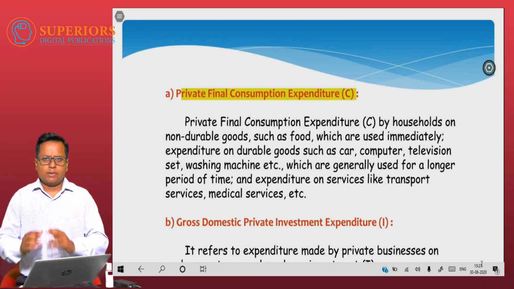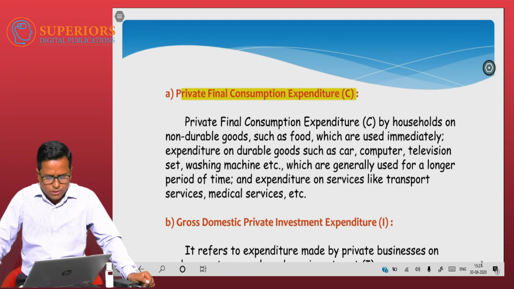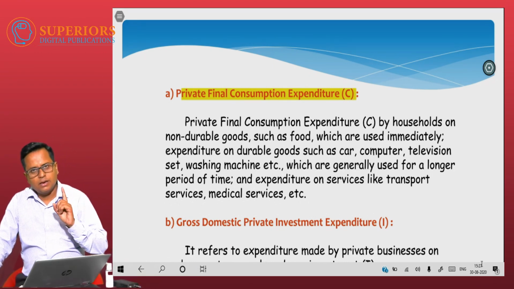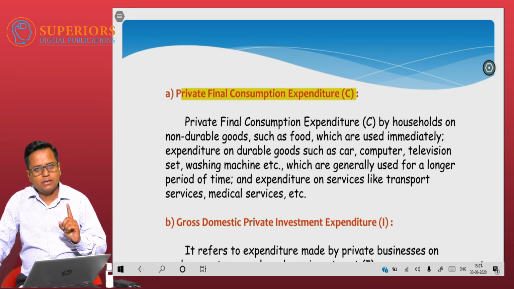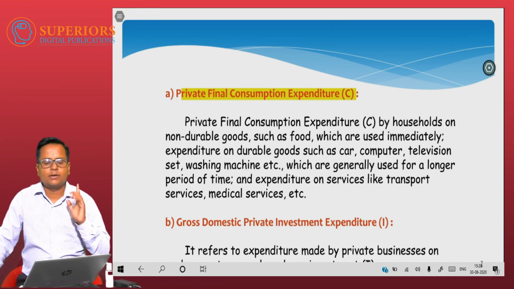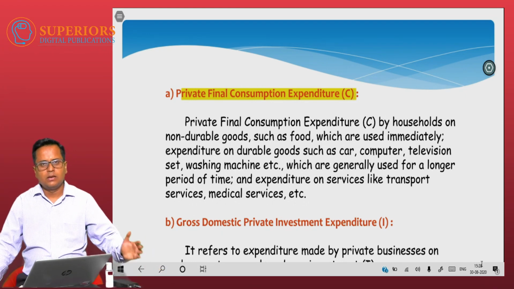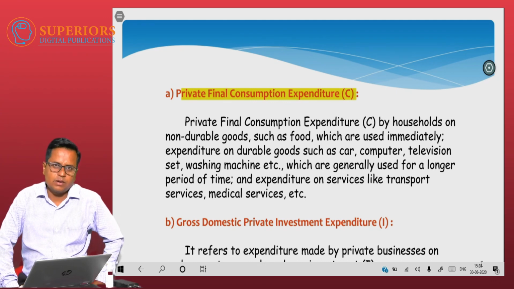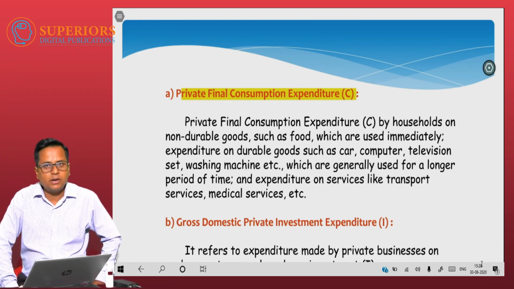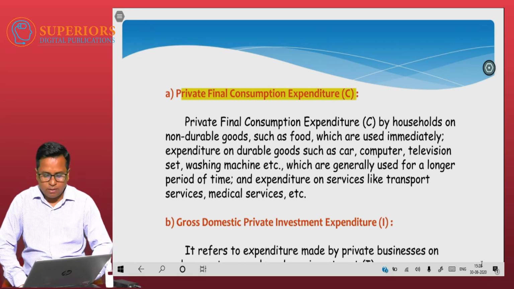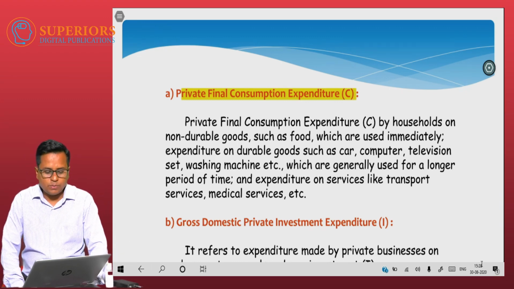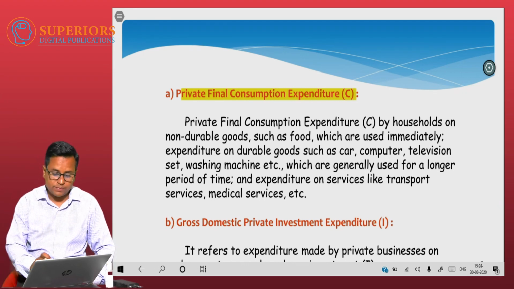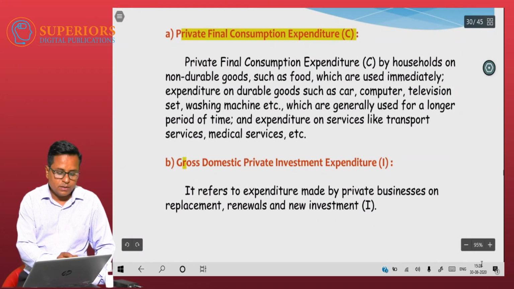Whatever consumable goods are purchased by the household sector, that expenditure made by them is added to the national income, as well as the expenditure made by us on medical services and on educational services. All these are added to the national income. That is called private consumption expenditure.